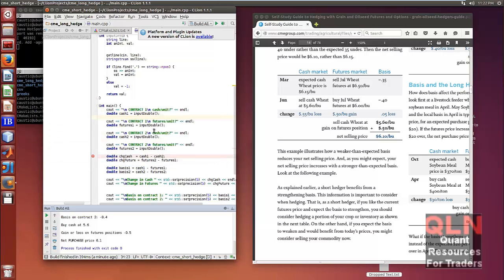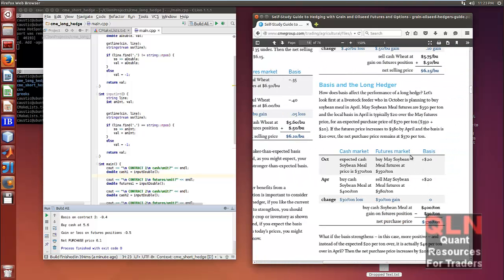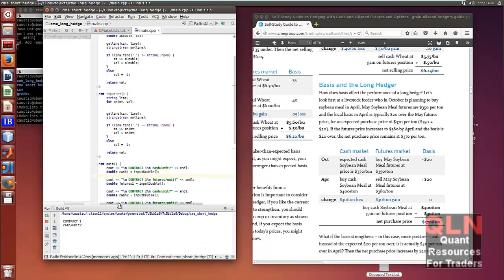Open project. Okay, so we got our long? Yes, we have our long. So let's do our long one on this example here. So we'll run it. Cash price $370 per ton. Next one's at 350 for the futures in the first contract. 400 for cash.